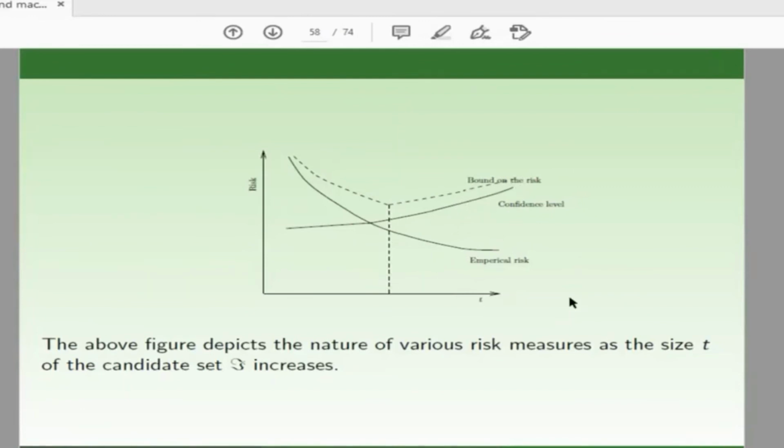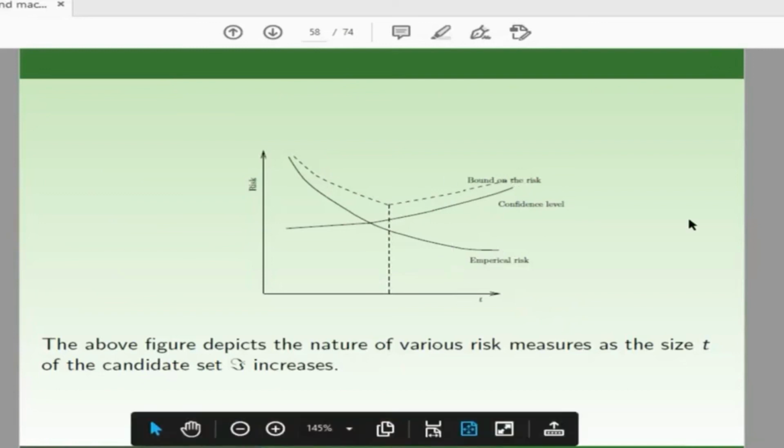So in optimization, this is what we call the multi-objective optimization problem. One is the empirical risk, the other is the confidence level. You try to generate an objective function, which is a combination of these two, and then you try to minimize that. And as we shall see, this whole process essentially leads to the support vector machine.